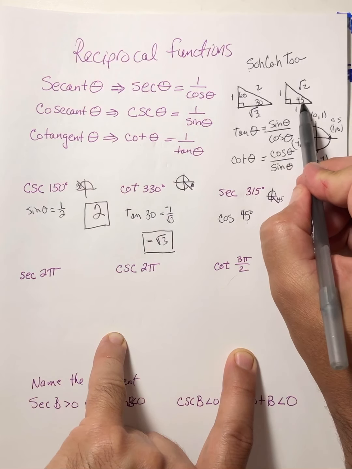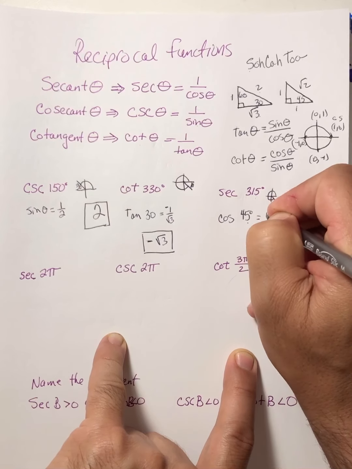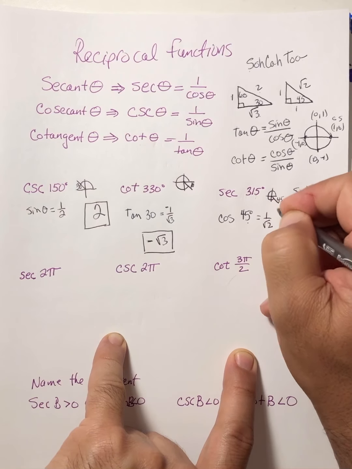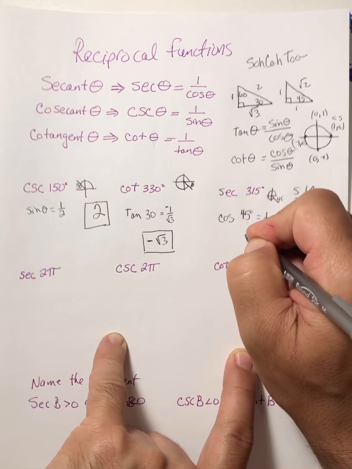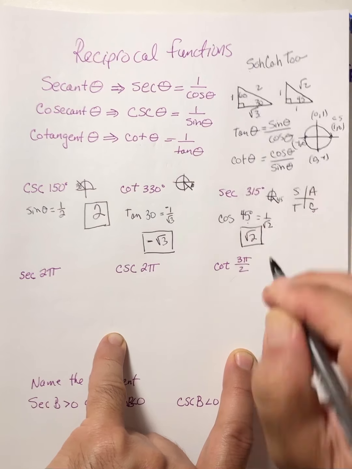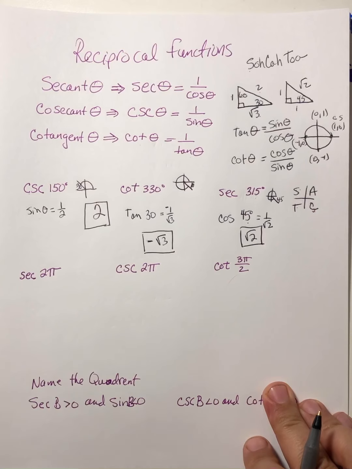Adjacent over hypotenuse. Cosine, adjacent over hypotenuse. 1 over radical 2. And then what do I have to do with this answer? We have to flip it. Reciprocal, radical 2. Problem's done. Okay? That's how we do those.